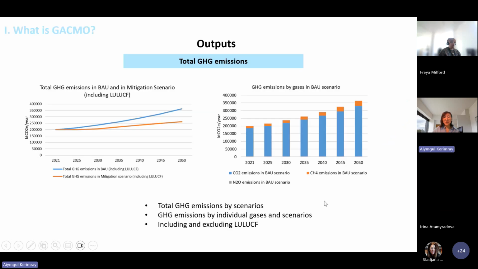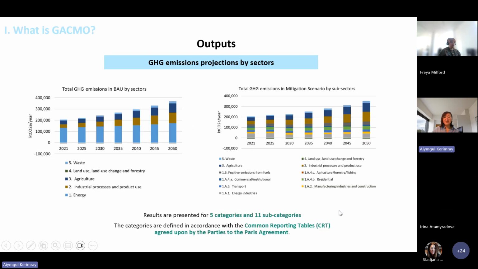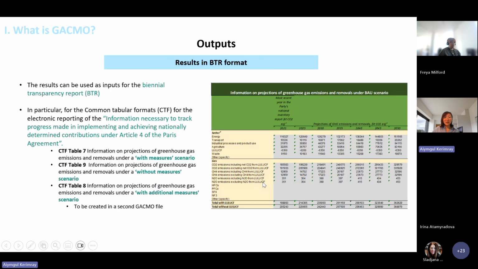And these are the typical results of the GASMO tool. So there are the emission projections for the BAU scenario, emission projections for the mitigation scenario, and emission projections by gases, by sectors, by subsectors. So with the new version of the GASMO tool, we made it more in line with the CRT inventory categories. And this is the additional table, which strictly follows the CTF format.